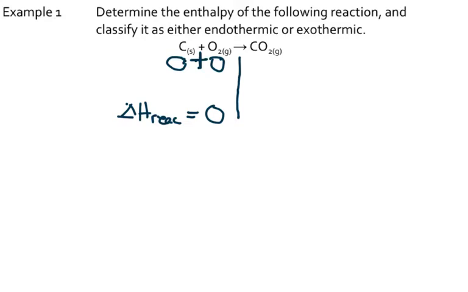Looking at the product side, we have CO2 as a gas. The delta H for CO2 is negative 393.5. And since that's the only product we have, we don't have to add it to anything. That is the delta H of the products.